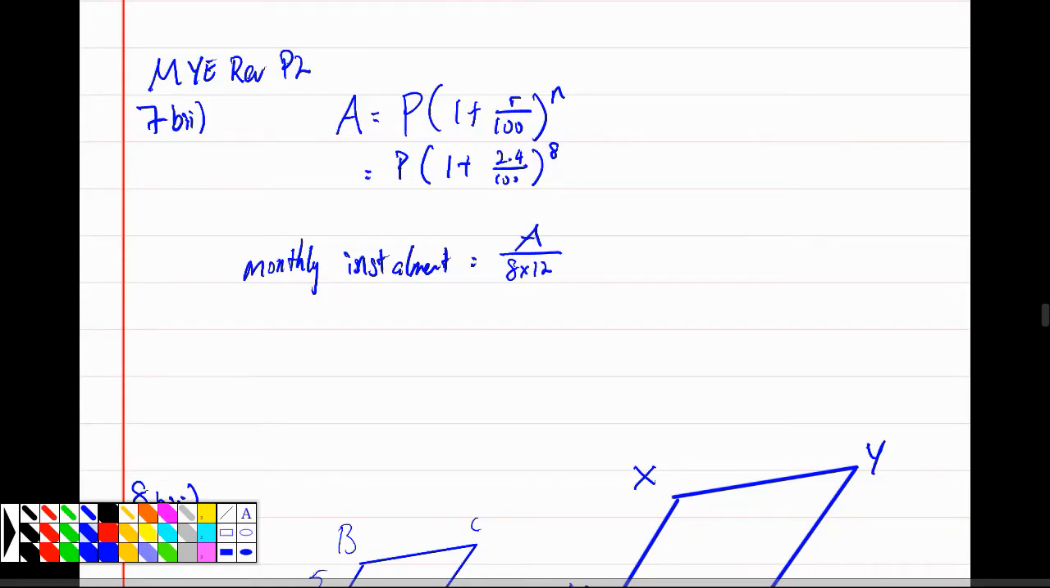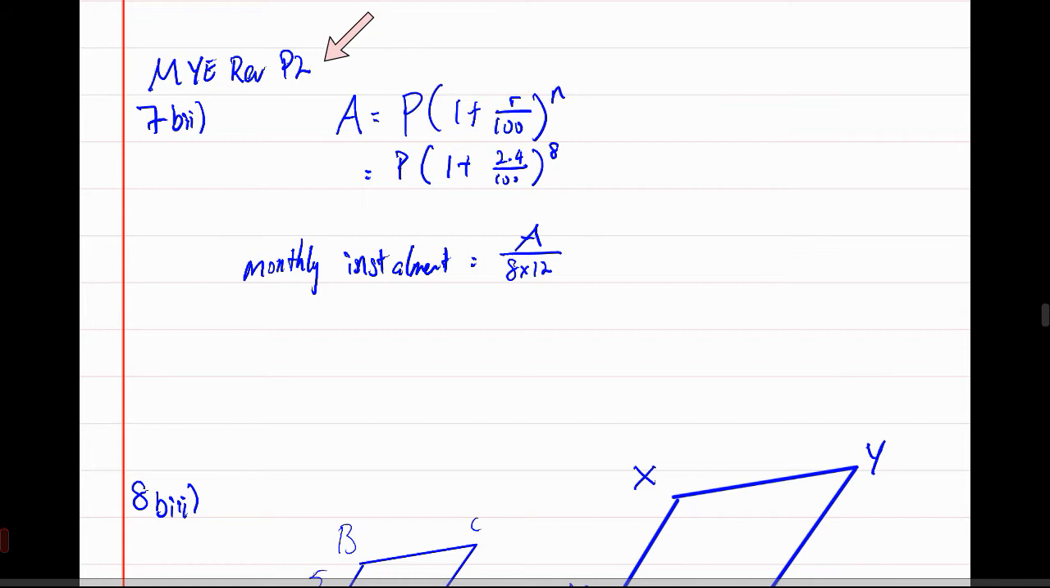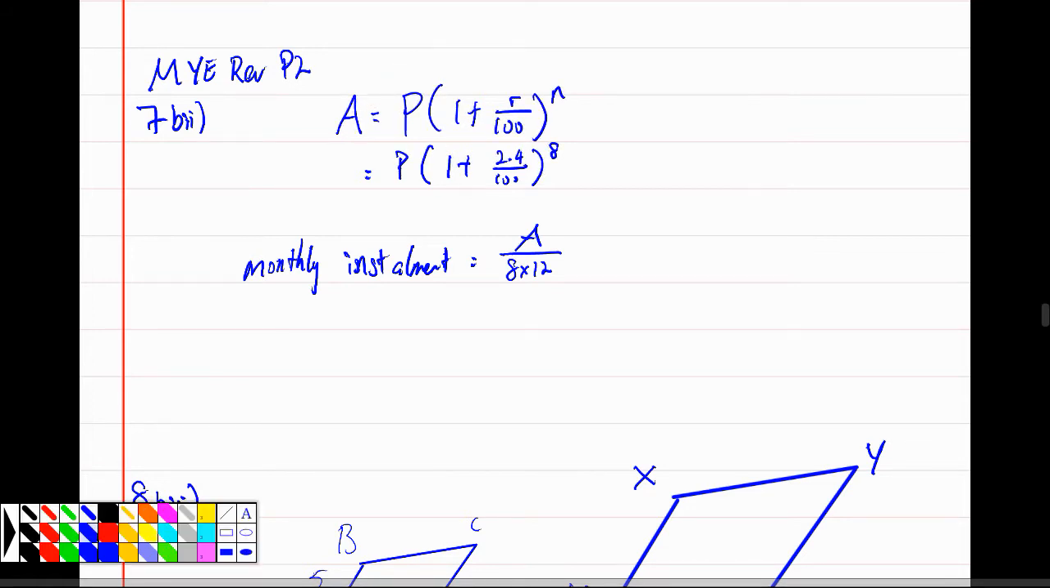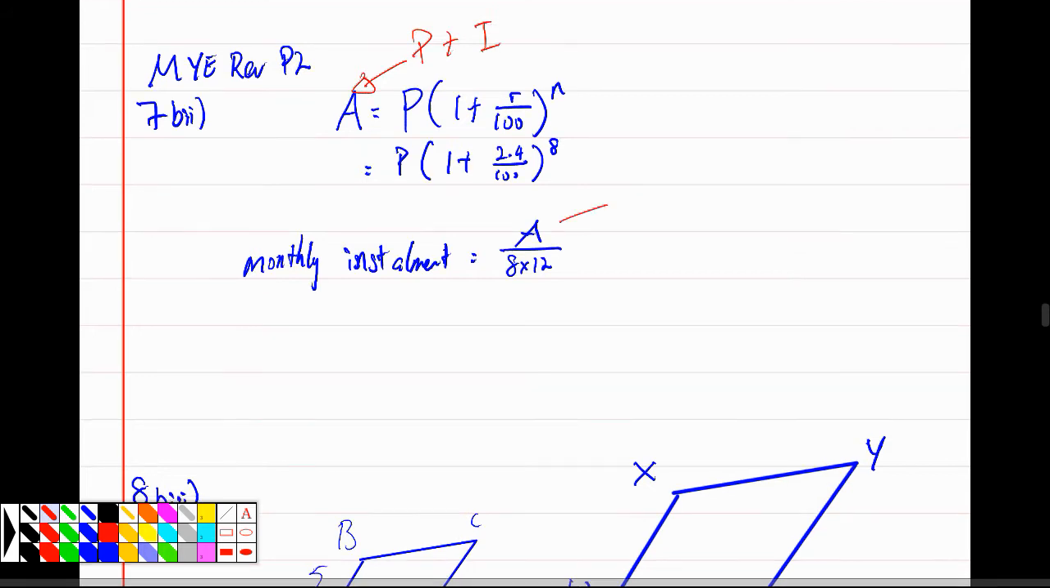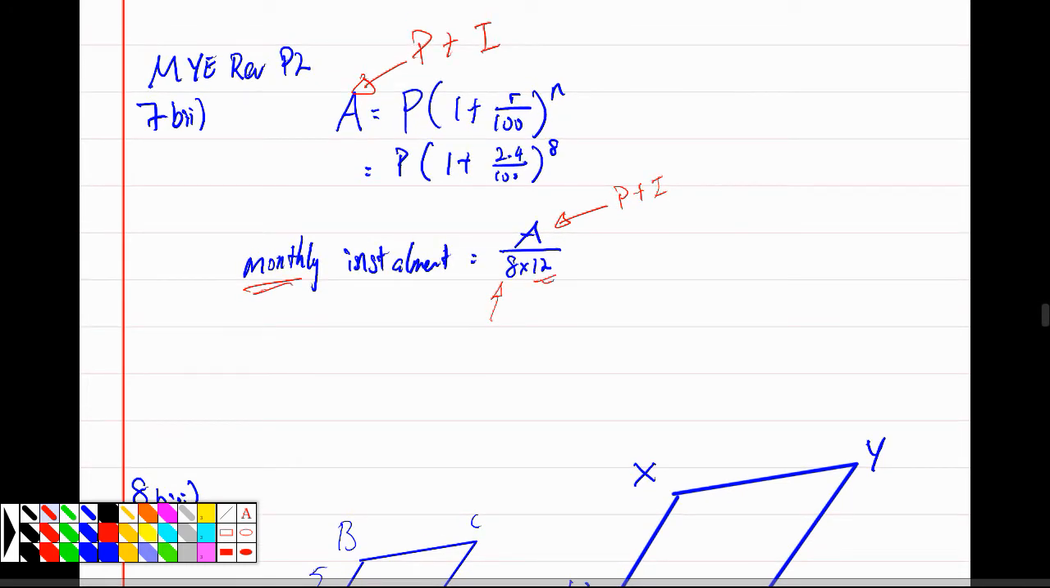Okay, let's start. So we are going through mid-year revision paper 2, 7B part 2. It says that it is compounded, so we use this formula to calculate A. Need to remember that A is actually principal plus interest. Then I want to calculate the monthly installment, monthly repayment. So again, A is P plus I, and it says it is paid over 8 years. So divide by 8, and because it's monthly, I have to multiply by 12.